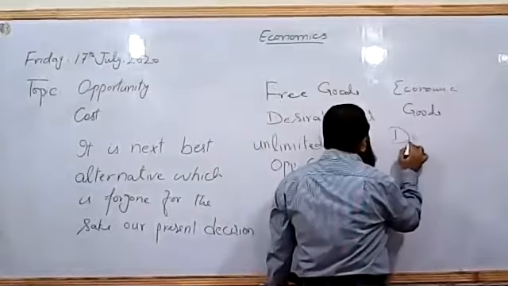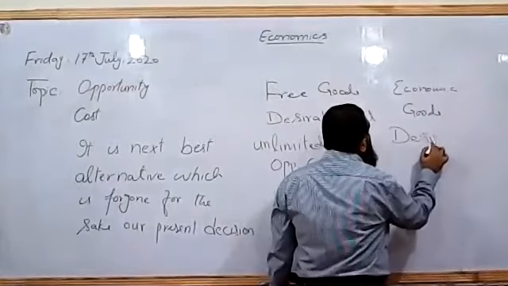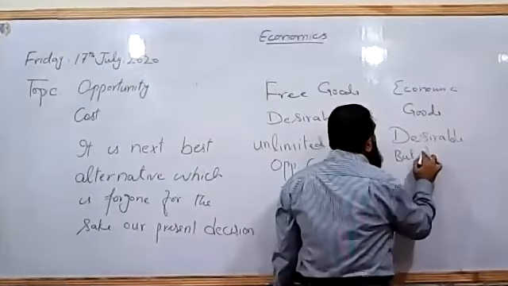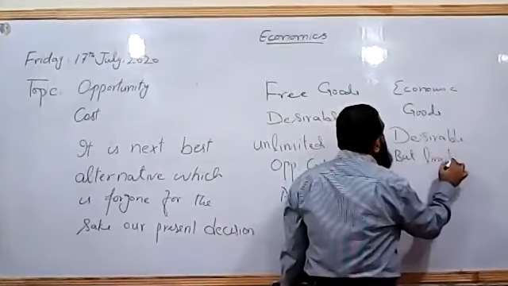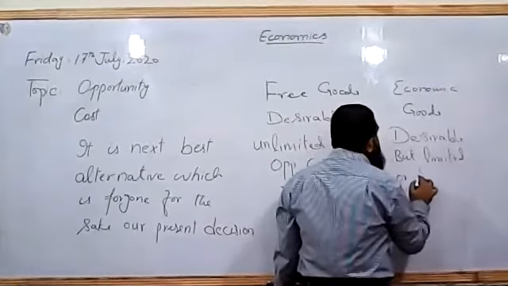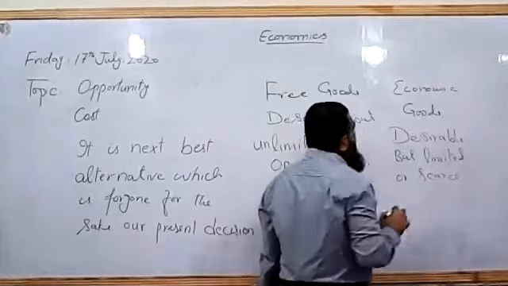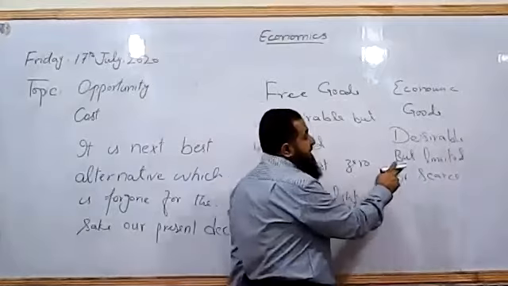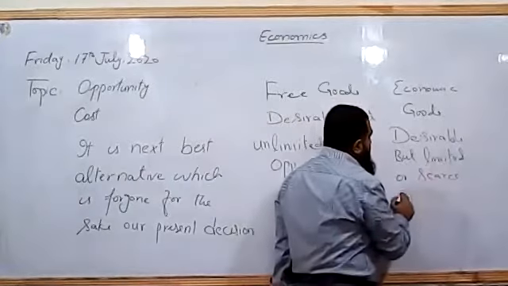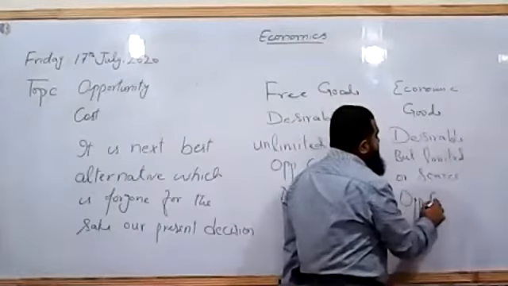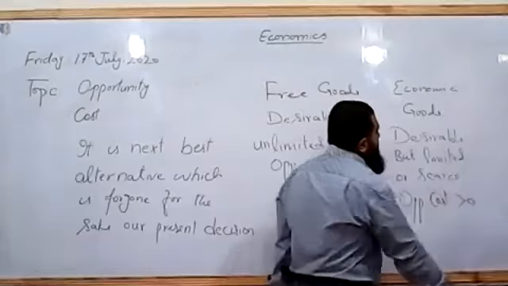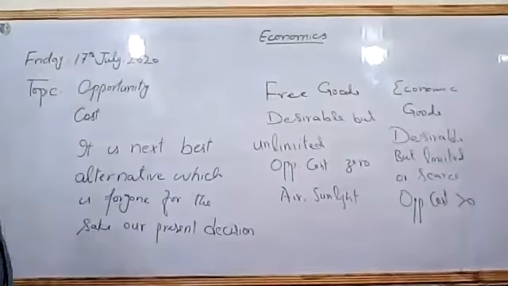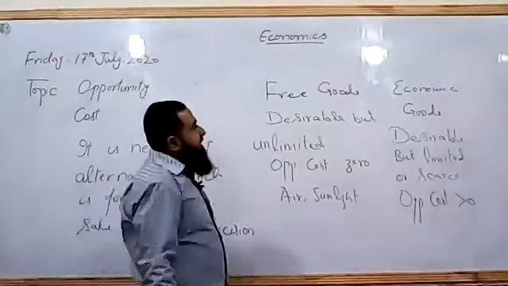They are also desirable but limited or scarce. What are those? They are limited. So when they are desirable and they are limited in supply, their opportunity cost is going to be positive. So as the opportunity cost of these goods is positive, we say these goods are economic goods.